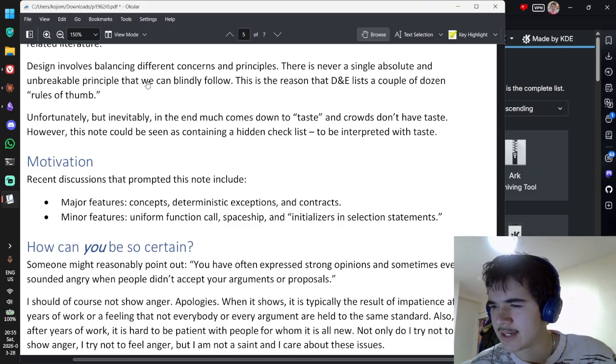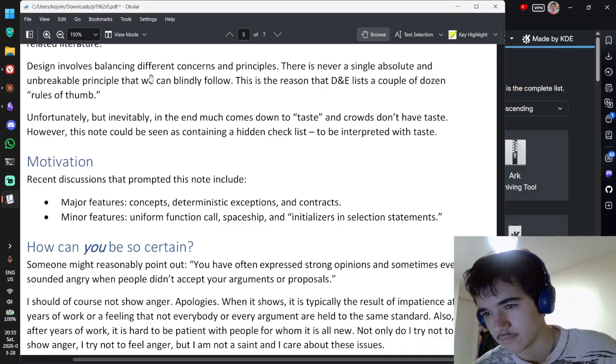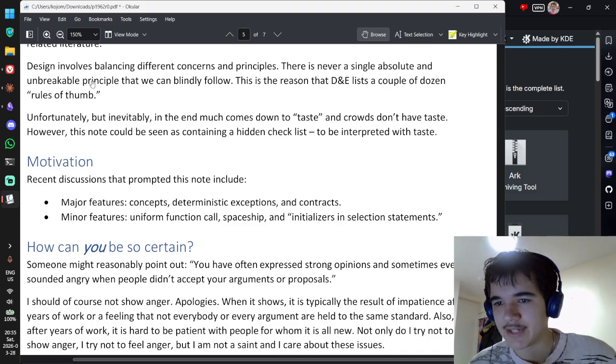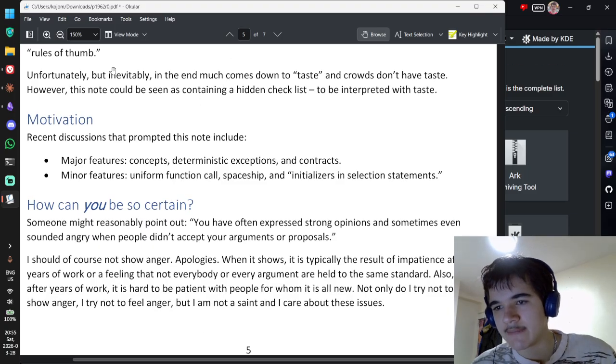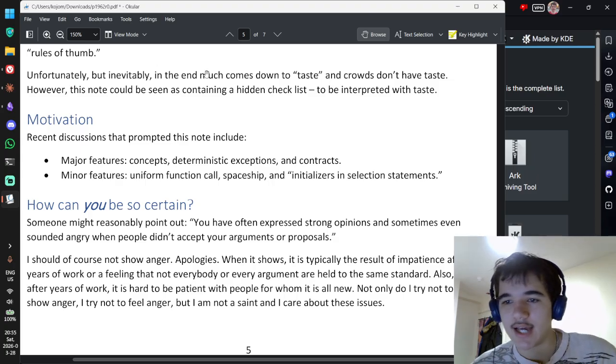What do you mean? What design and expectations? I think. Yep. There's never a single absolute and unbreakable principle that we can blindly follow. Yeah, unfortunately, but inevitably, in the end, much comes down to taste, and crowds don't have taste. What? However, this note could be seen as containing a hidden checklist to be interpreted with taste.